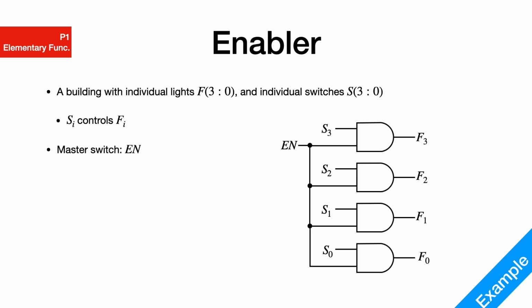In this case, if the en signal is 1, then f sub i would equal the value of S sub i, effectively providing the switches with the ability to change the output value f to control the lights. But when the en signal is turned to 0, all of the AND gates will be forced to output 0, which in effect turns off all of the lights regardless of the input from S. This is one of the most useful cases to utilize an enabler to have a master switch.